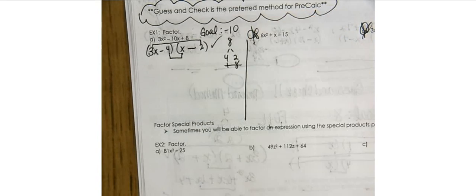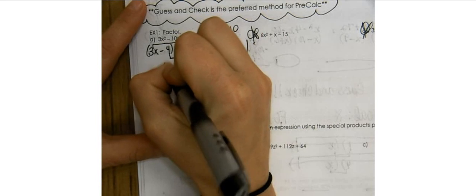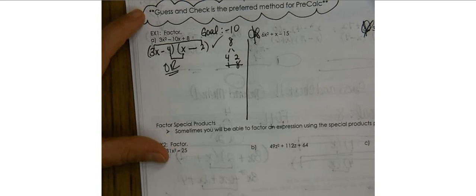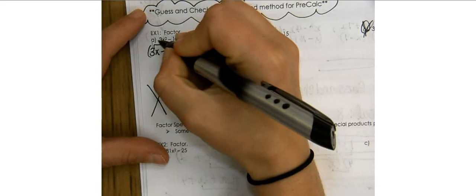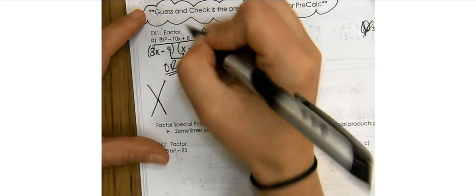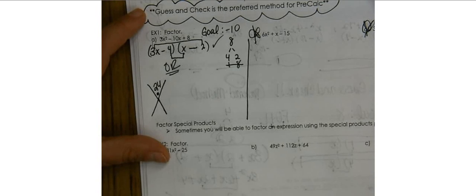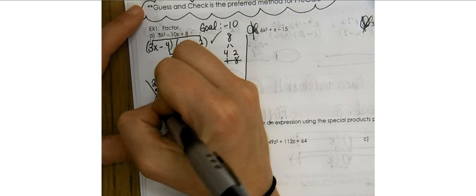So there we go. But the other approach is to do Xbox. So let's go ahead and look at Xbox. What would that appear to be? So I'm going to multiply my a and c. 3 times 8 is 24. And I have to figure out two numbers that multiply together to equal 24, but together add to equal negative 10.